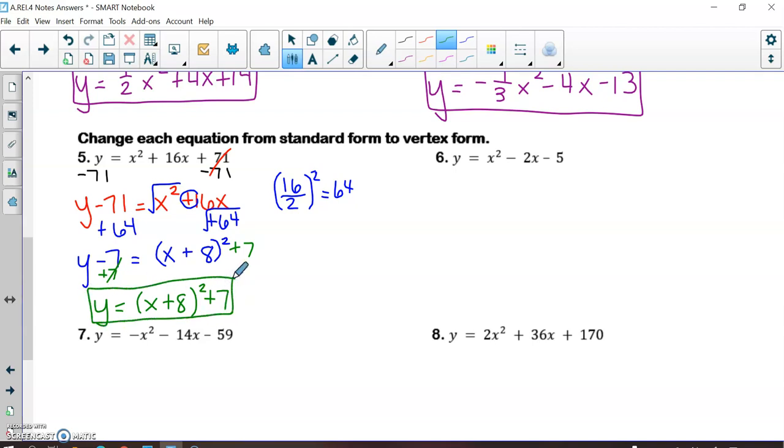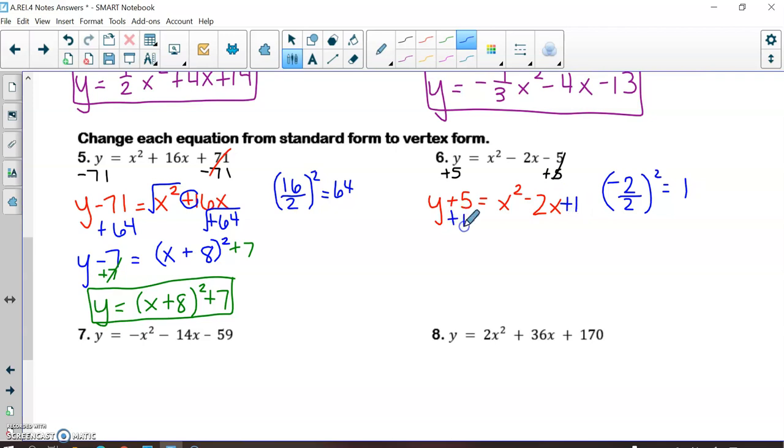So same thing with number 6. We're first going to start off by getting the constant to the side that the y value is on. So I have y plus 5 is equal to x squared minus 2x. Now I'm making a perfect square binomial by taking my b value, dividing by 2, and squaring that number. A negative 2 divided by 2 is a negative 1, a negative 1 squared is a 1. I'm going to add that 1 to both sides.